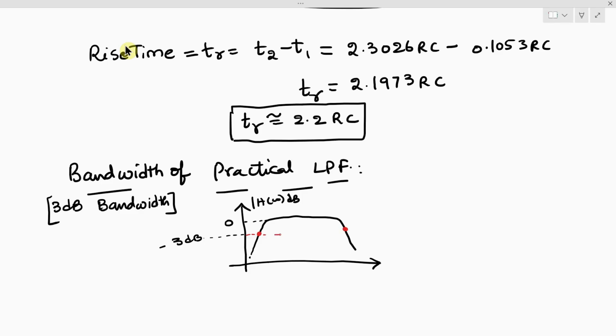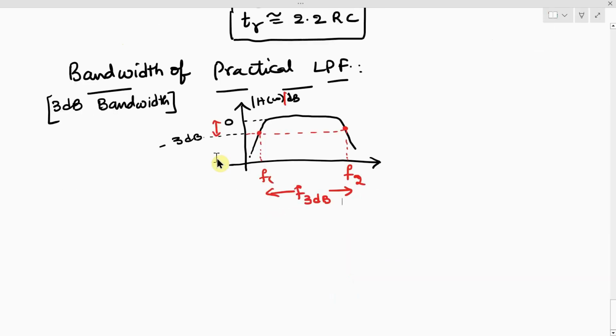What are these 2 points which I have marked on the magnitude response? Higher frequency and lower frequency. Right. So these are the two frequencies, F1 and F2, at which the magnitude is 3 dB less than the maximum. Am I right? Yes, sir. This is what we say as 3 dB bandwidth, which I am writing as F3 dB. This is just a recollection of what is 3 dB bandwidth.